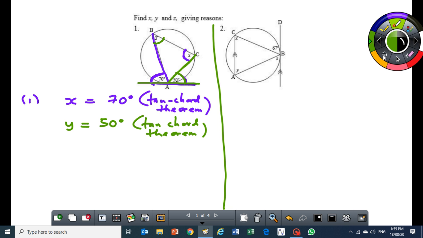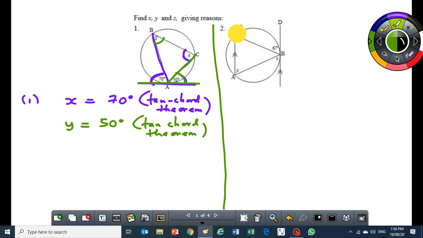Now this one, we also have a tangent and a triangle. And we have a set of parallel lines, that is AC and DB. Okay? We want the size of angle X, Y, and Z. Now I can get X quickly by using grade 8 and 9 knowledge. Getting X is not grade 11, grade 8 and 9. Because we have a line which is parallel to AC. BD is parallel to AC.